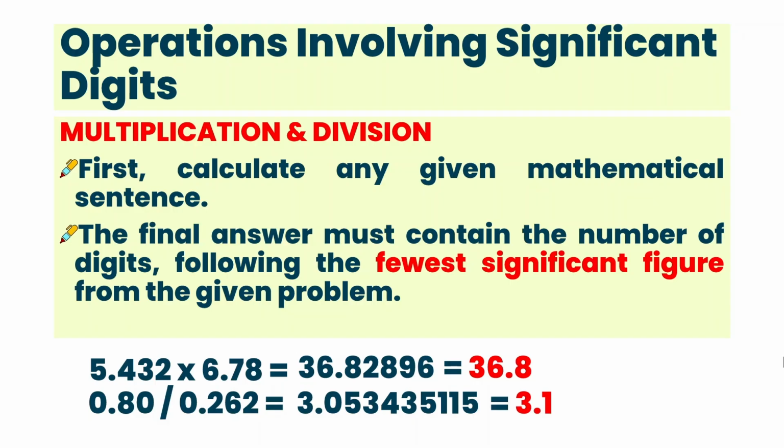3.1 because if you drop 5, and according to the rules of rounding off, 5 and above, if you drop them, you have to add 1 to the number before them. So 0 plus 1 is 1. That's why 3.1 is our final answer.